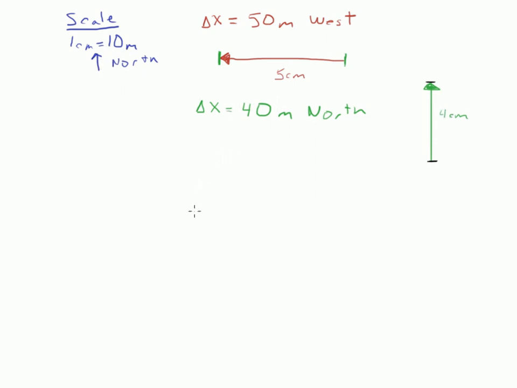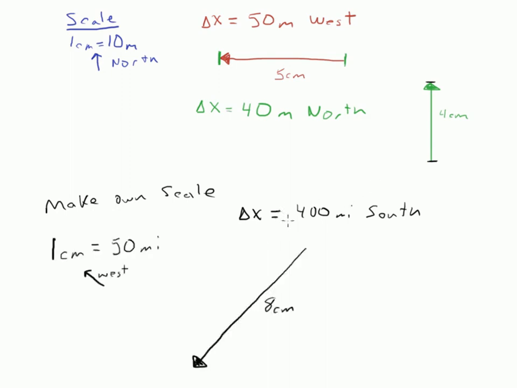So let's have you do one last one. And this one you're going to have to make your own scale. It'll be completely different than what I have here. Let's go ahead and draw a vector that represents a displacement of 400 miles south. So you're going to go ahead and pause the video now and draw your vector and unpause when you are finished.